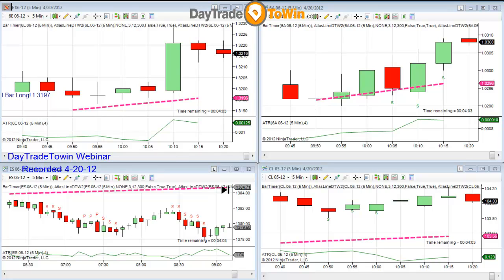Top three is the Euro Stoxx 50, the E-mini, and the FTSE. And I would say the Australian dollar I like as well. Okay, it's top three.